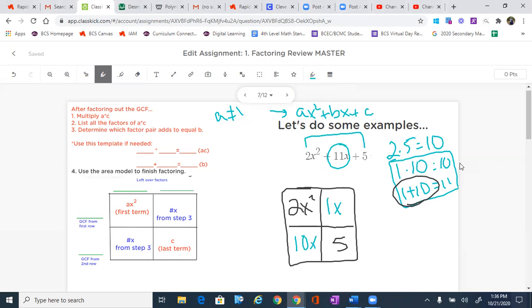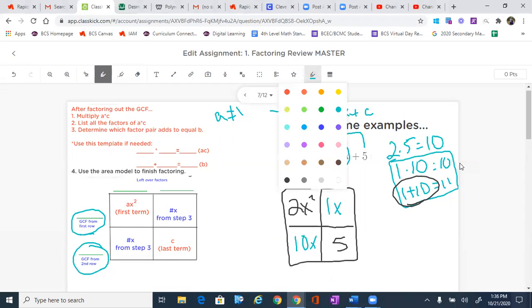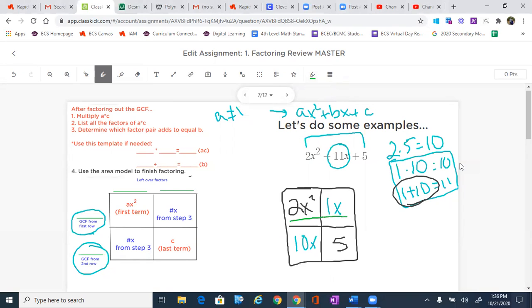Now, when I factor out, I'm going to be looking for the greatest common factor. Okay, and it actually says find the greatest common factor from the first row, find the greatest common factor from the second row. Okay, so look at the first row right here. What do they have in common? They have an x. So I'm going to pull an x out. Then I'm going to find the greatest common factor of the second row. What do these guys have in common? That 10x and 5, they have a positive 5. So I'm going to put a positive 5 right here.